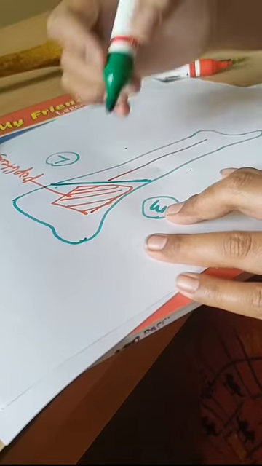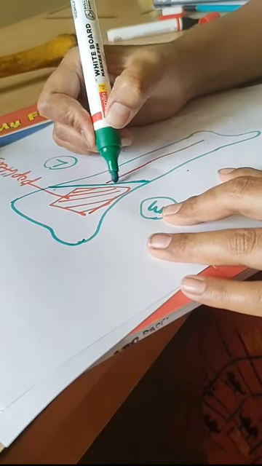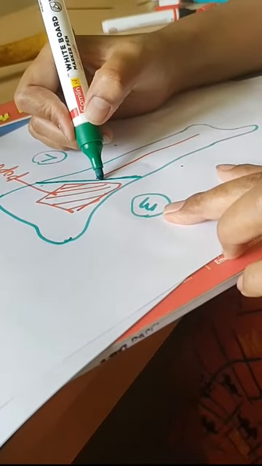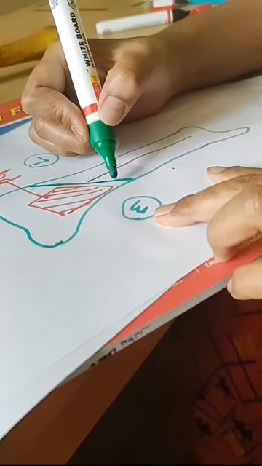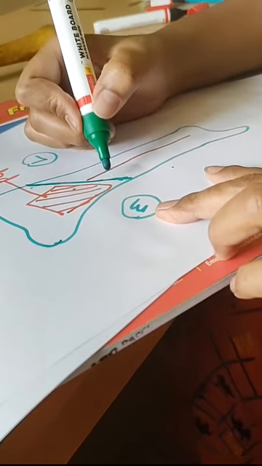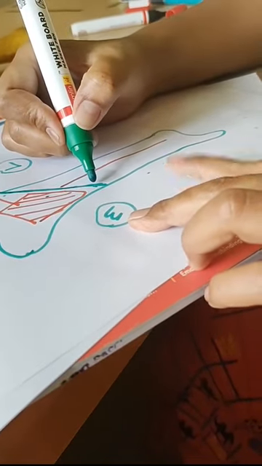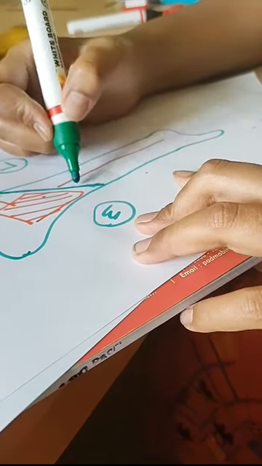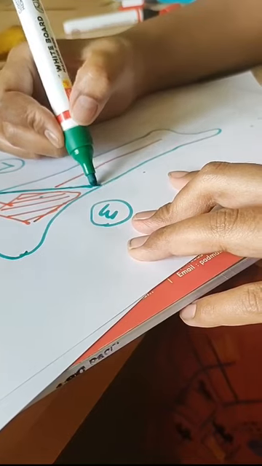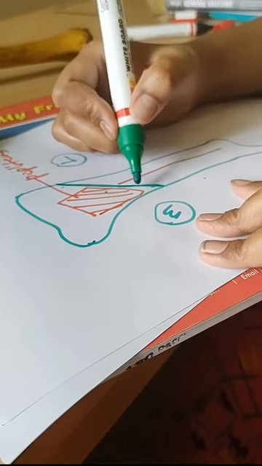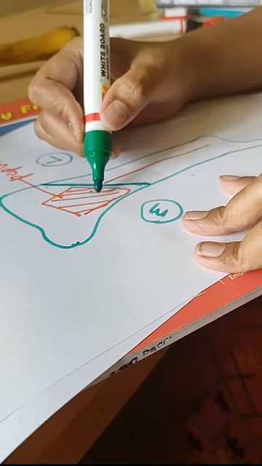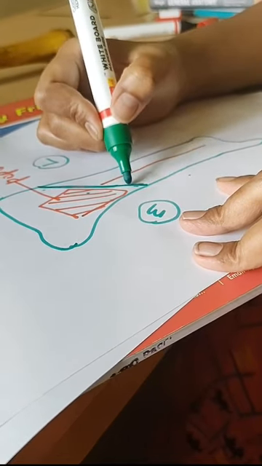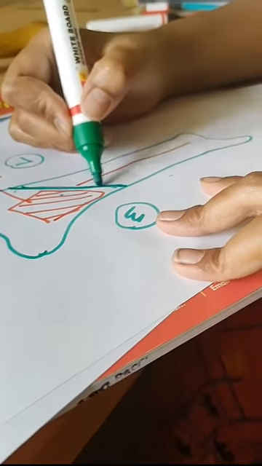Next, what are the attachments along this soleal line? From above to below: fascia covering the popliteus, fascia covering the soleus, origin of the soleus muscle, and the deep fascia of the leg. These are the four attachments along this soleal line, from above downwards.